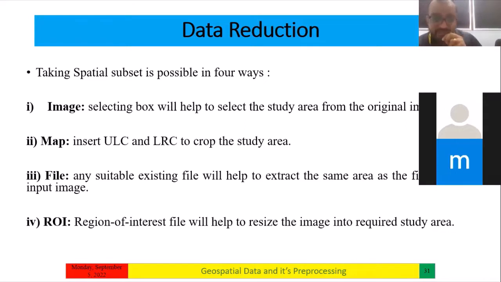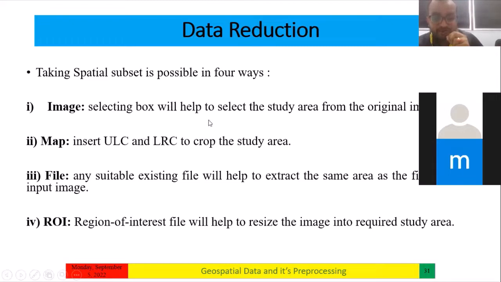We can reduce it. So there are 4 ways through which we can crop the image, through which we can extract that particular portion which is of our use, and we can skip or ignore other portions which are not required. So the first one, image, we will select the image.